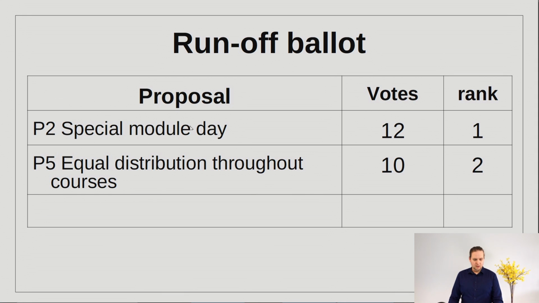Proposal 2, the special module day, received 12 votes and is the winner in this ballot. Proposal 5, equal distribution throughout courses, is second with 10 votes. That's altogether 24 votes. What happened to the rest of the votes? Abstention. So the secret winner of this ballot.